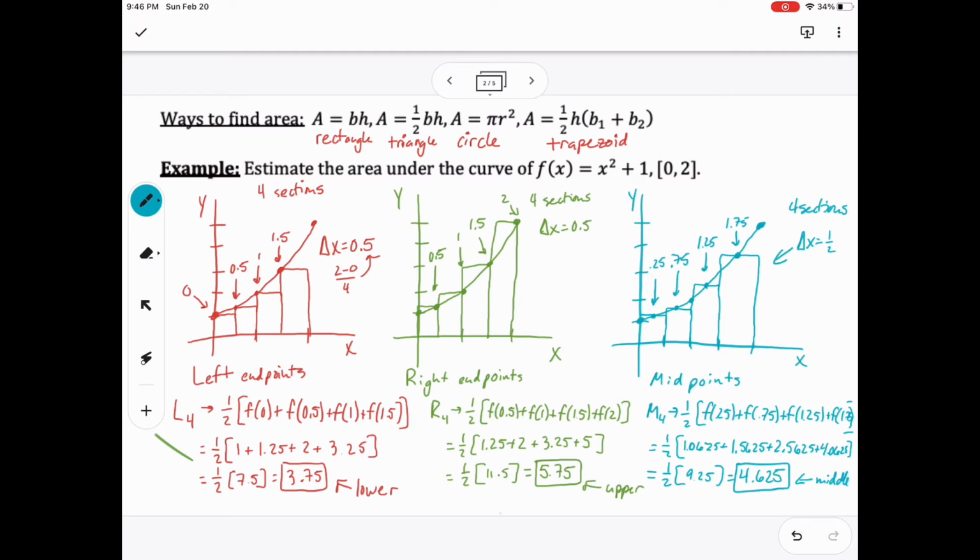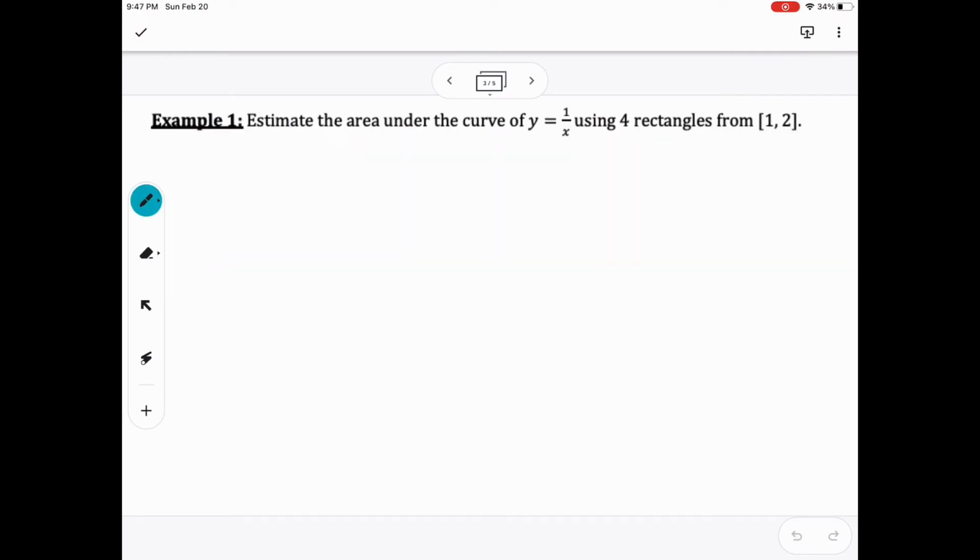Now sometimes you're not given information that allows you to find the midpoint of all those, so the lower and the upper bounds will be what you need to have.